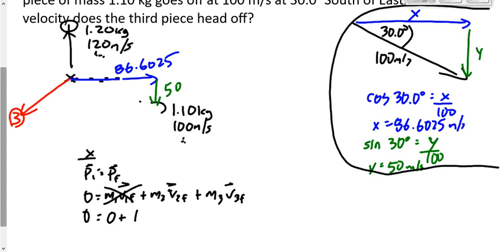M2 is 1.10. What's V2F? That's the one that we just got rid of, right? I'll give you a hint. It's not 100. Why? Because 100 is dead to us. What's V2F? X component. How much of that 100 is X? Yep. 86.6, right?